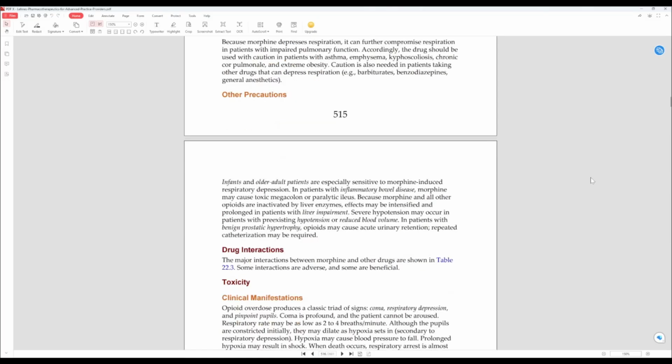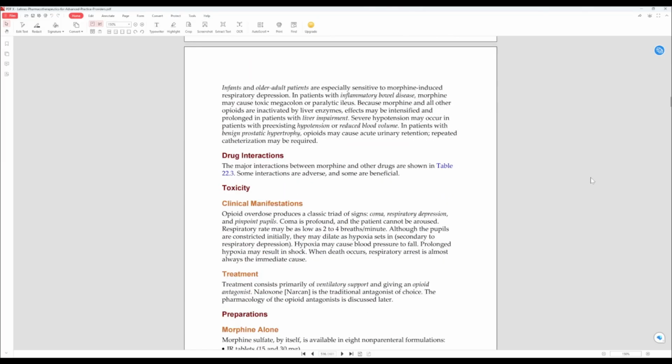We also have some other precautions. Again, infants and older adult patients are especially sensitive to morphine-induced respiratory depression. In patients with inflammatory bowel disease, morphine can cause toxic megacolon or a paralytic ileus. Because morphine and all other opioids are inactivated by liver enzymes, effects may be intensified and prolonged in patients with liver impairment. Severe hypotension may occur in patients with pre-existing hypotension or reduced blood volume. In a patient with benign prostatic hypertrophy, opioids may cause acute urinary retention, which would require repeated catheterization.